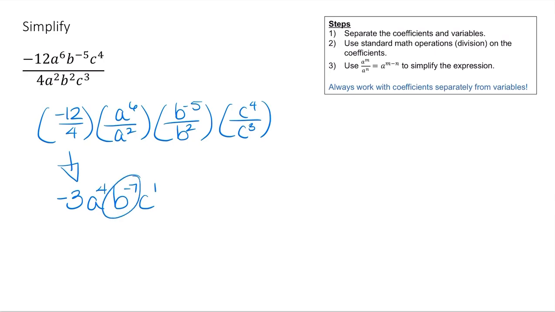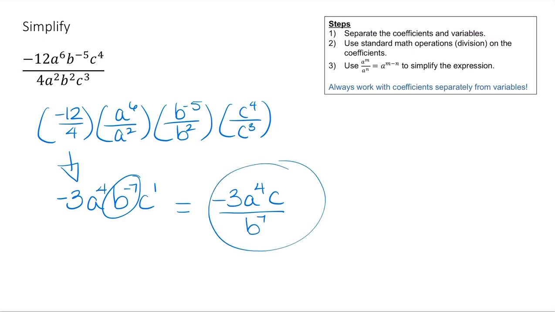Notice here I have a negative exponent, so this needs to be rewritten with that exponent in the denominator, so I have negative 3a to the 4th c over b to the 7th. I wrote c by itself because c to the 1 is equal to just c.